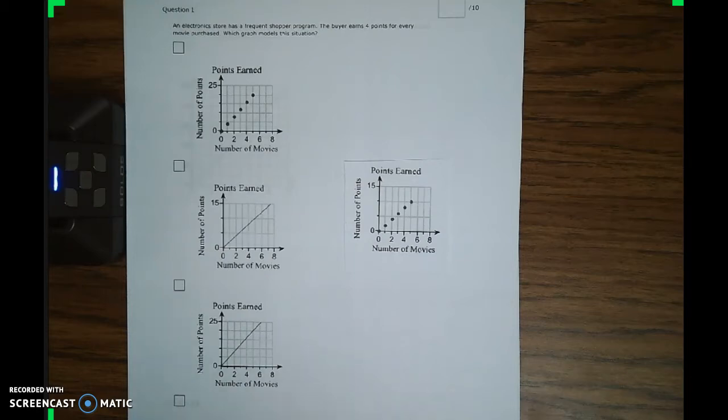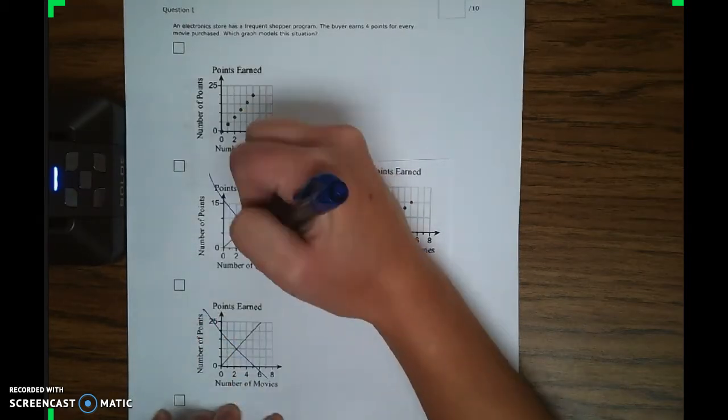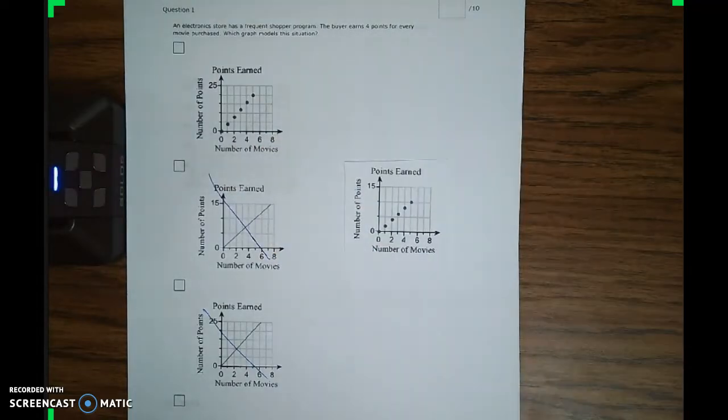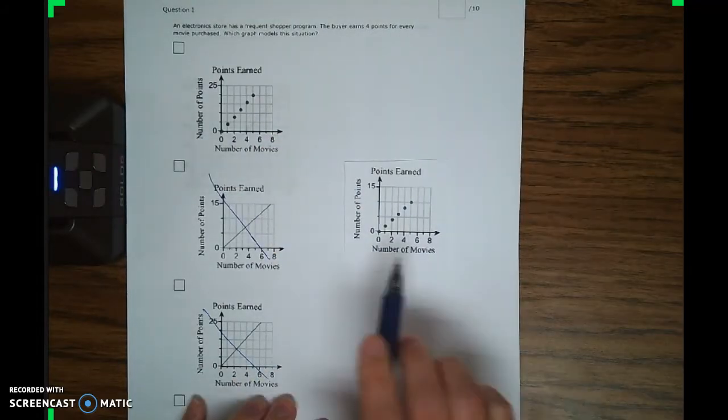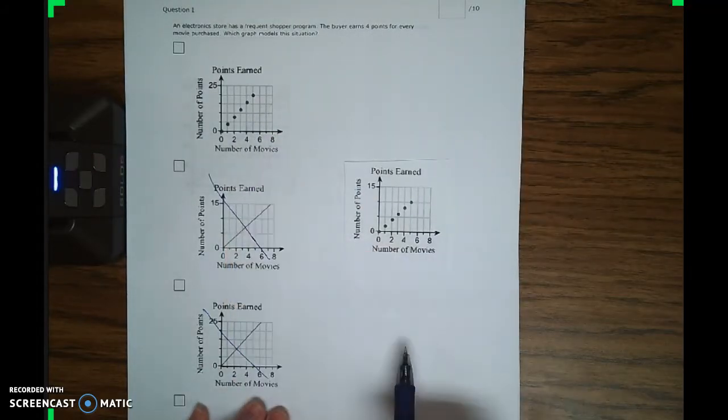line? So can you have partial points earned for a partial movie rental? That's not going to work out. So we can determine that it's not going to be a straight line, it's going to be dots. So then we just need to figure out which one of these matches the situation.